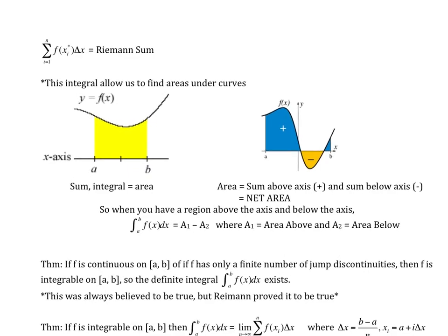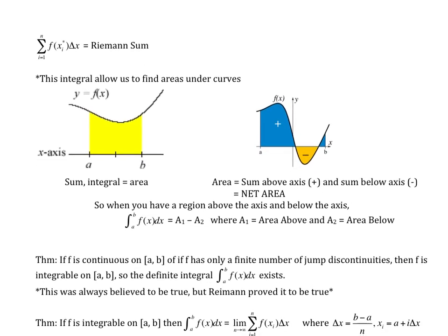And let's slide this down. So remember, this right here is the Riemann sum, the sum from i equals 1 to n of f of x sub i delta x. So that's what we have been doing, all these Riemann sums. And now we can express it with the integral symbol instead. So the integral allows us to find areas under the curve.